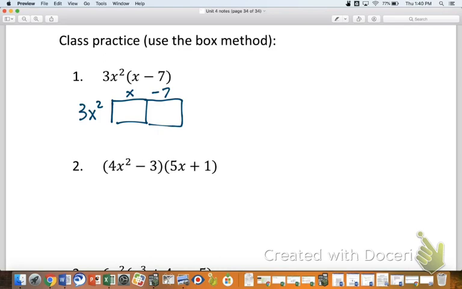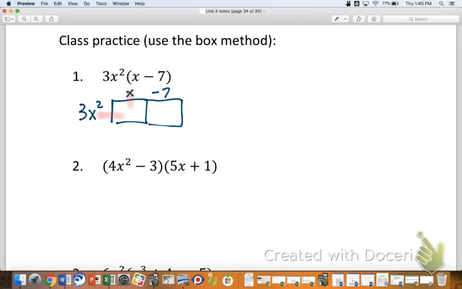This box method is only for one operation, and that's multiplication. If you're trying to add or subtract polynomials like we did yesterday, this would not work. This is specifically for multiplication. Here's how it goes. Wherever you see an intersection of these two, you just multiply to fill in the box.